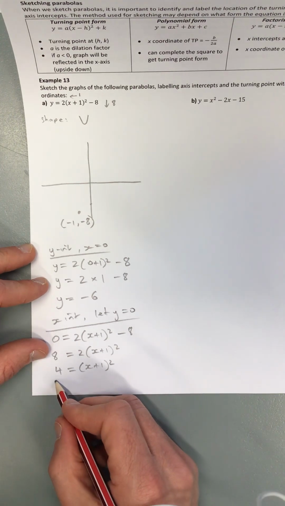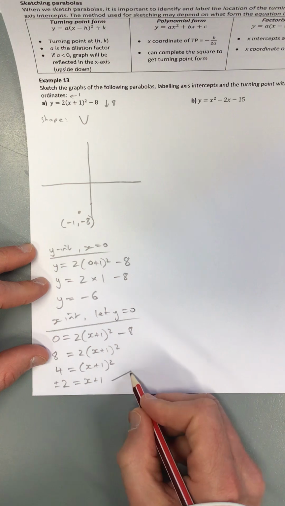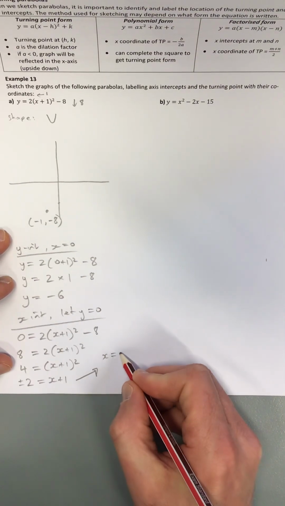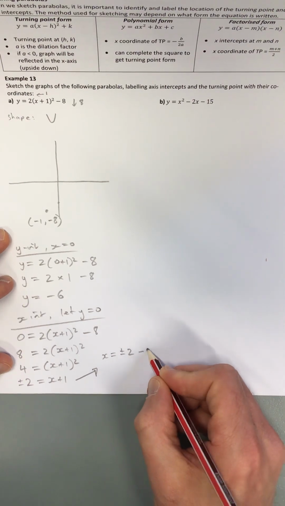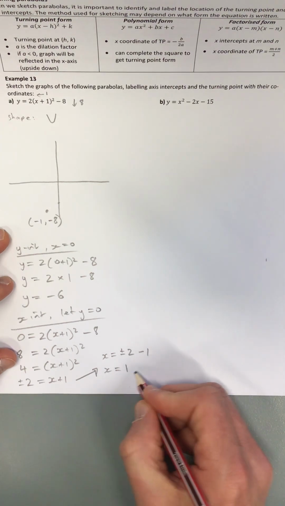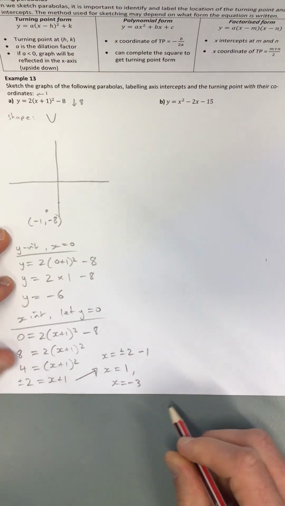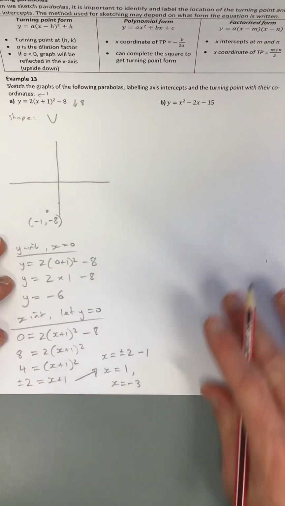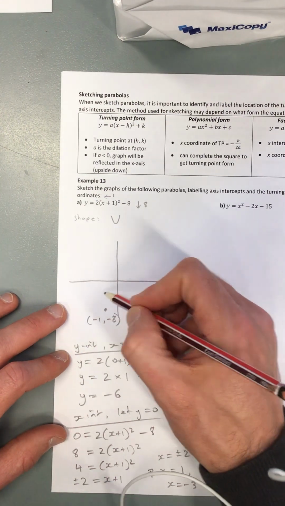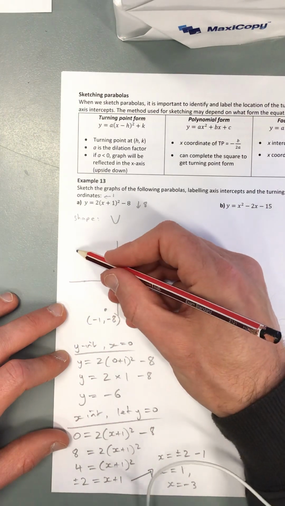Take the square root of both sides. We get plus or minus 2 equals x plus 1, which means that x will equal plus or minus 2 take away 1. So if it's positive 2 take away 1, we get x equals 1. If it's -2 take away 1, we get x equals -3. So we'll have an x-intercept at +1 and another one at -3. All right, so let's sketch this as neatly as we can. -3 might be there on the x-axis, 1 might be there.